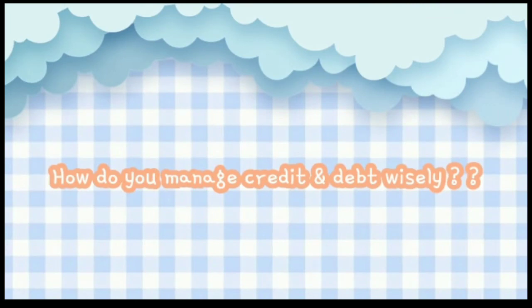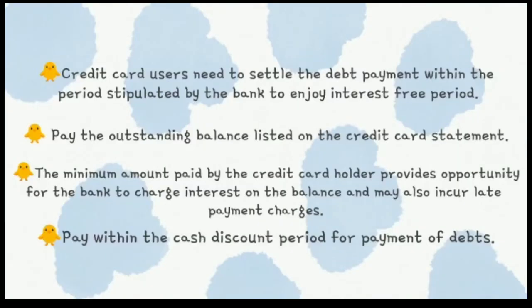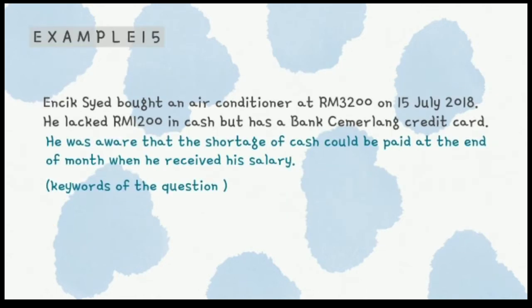How do you manage credit and debt wisely? First, credit card users need to settle the debt payment within the period stipulated by the bank to enjoy the interest-free period. Second, pay the outstanding balance listed on the credit card statement. Third, the minimum amount. Paying only the minimum amount gives the bank the opportunity to charge interest on the balance and may also incur late payment charges. Lastly, pay within the cash discount period for the payment of debt until 15.